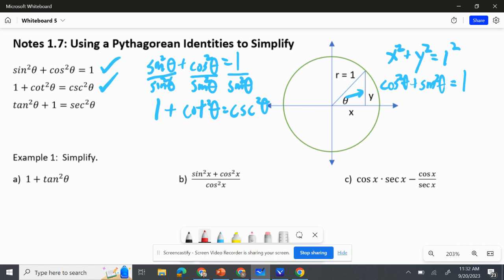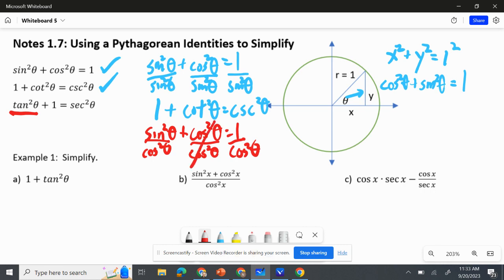And then our third one, we take sine squared theta plus cosine squared theta equals 1. And you could probably already guess, instead of dividing it by sine, we're going to divide it by cosine. And sine over cosine is tangent. So you can see the tangent right here. Cosine over cosine is 1, so plus 1. And 1 over cosine is secant. So that's how we get each of the formulas.